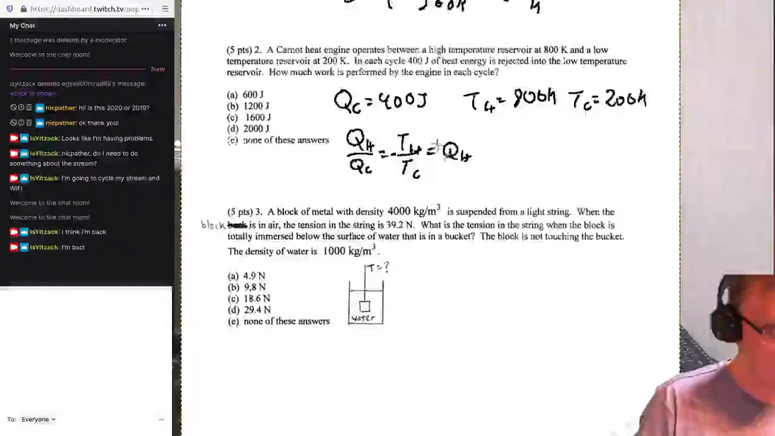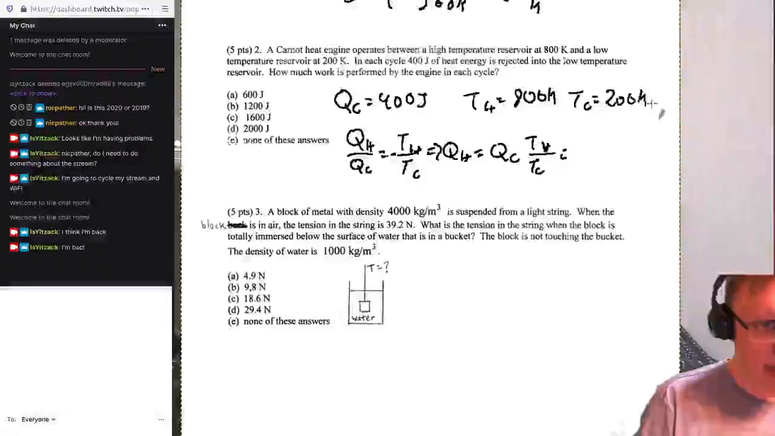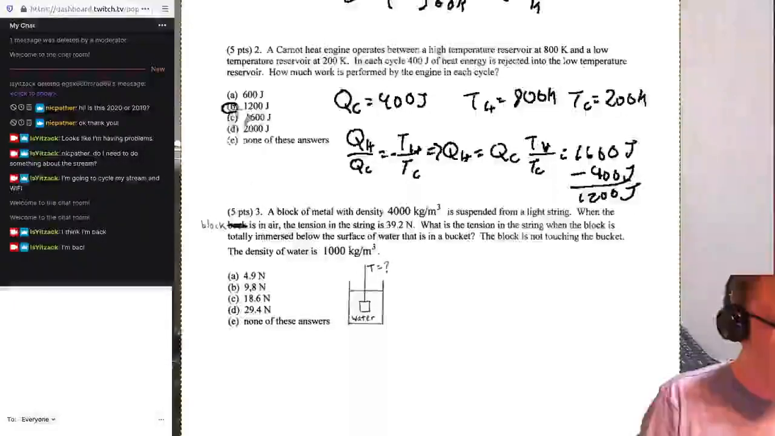So Q hot is equal to Q cold times T hot divided by T cold. So that's 800 divided by 200 is 4 times the cold side. So that's 4 times 400 is 1600 joules. How much work is being performed? So subtract off the 400. That leaves us with 1200 joules of work being done.